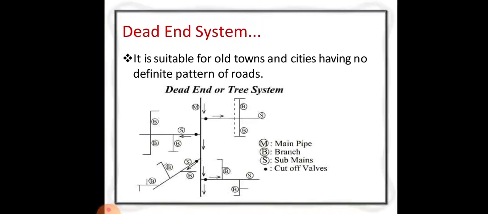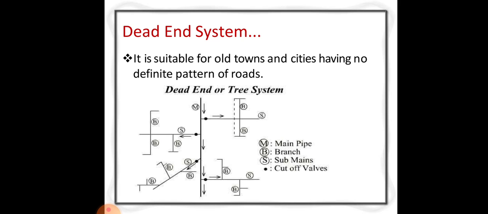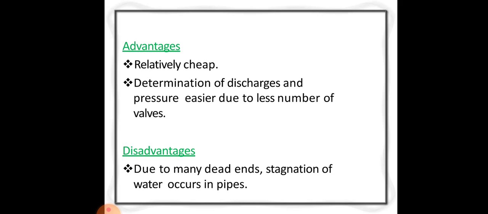There are various advantages for a dead end system. First, it is actually very cheap, and the design and also the laying of the pipes are all very simple, and it is also very easy to determine the discharge or the pressure in the case of a dead end system. Here again the laying of the pipe is a very simple process, and we also see that the number of valves employed in the system is comparatively lesser, so it will be easy to operate also. So these are the advantages.